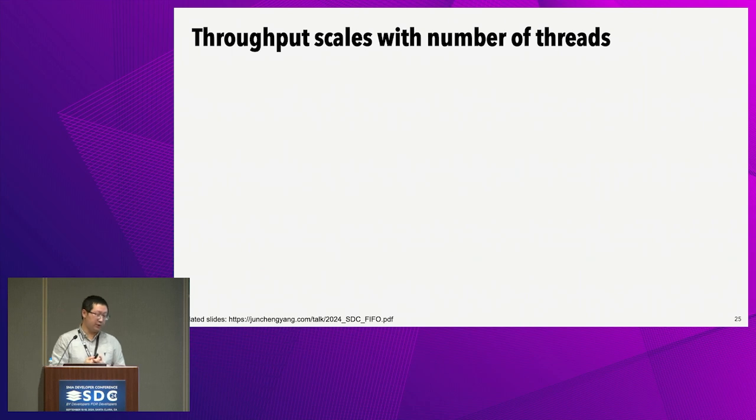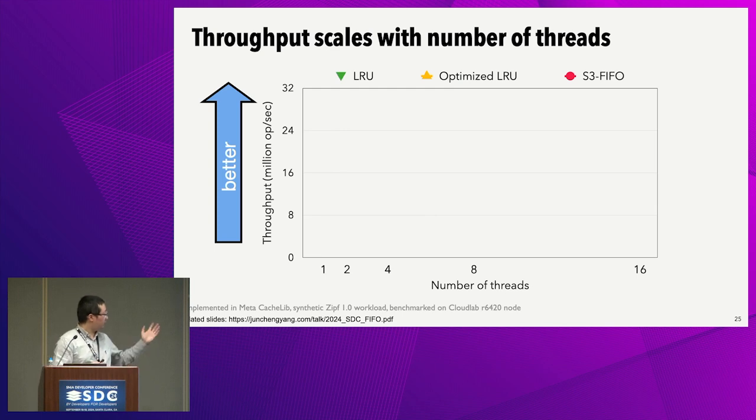Now let me talk about throughput. As a FIFO-based eviction algorithm, the throughput of S354 is amazing. It scales with the number of threads. In this figure, Y shows the throughput in millions of operations the cache can serve per second. X shows the number of threads. And I'm comparing S354 with LRU and optimized LRU. Because LRU requires a lock at each request or each cache hit, it's not scalable at all.